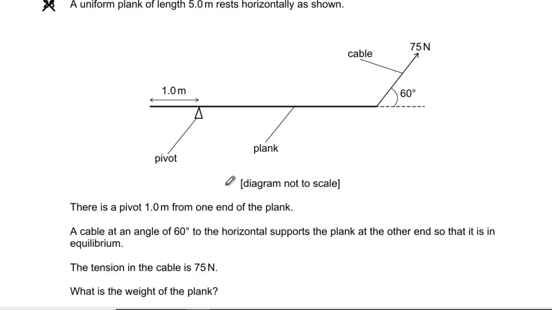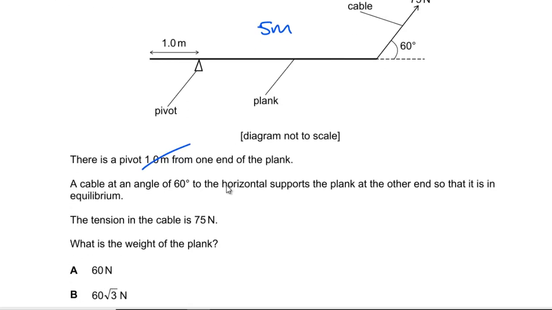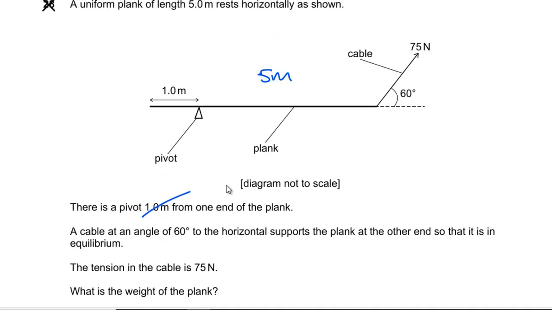And then 28, uniform plank 5 meters. Rest horizontally as shown, pivot 1 meter from the end. Yeah, so they've got that. This is 5 meters, so I can take the top of the screen off. 60 degree cable at the end. Yeah, 75 newtons. It's all in equilibrium. What's the weight of the plank?